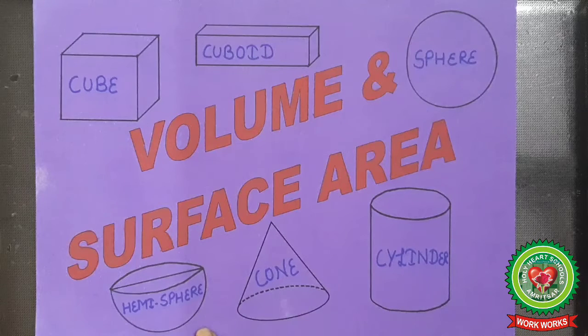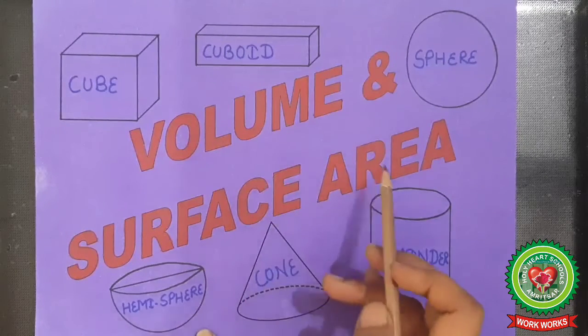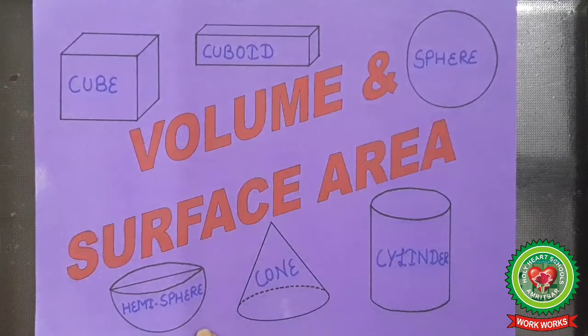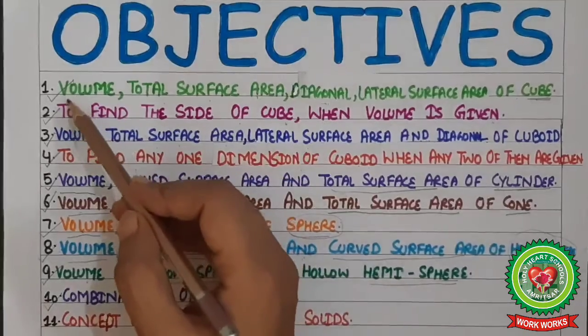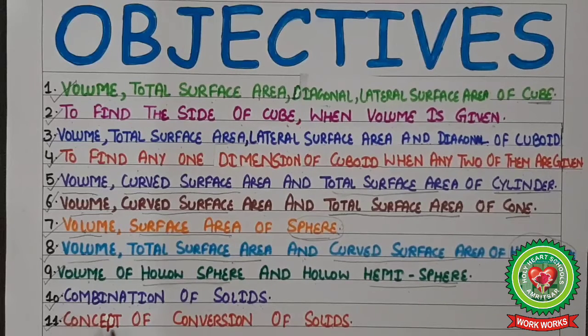Today we will discuss the left out types of the topic volume and surface area. Children, before starting with the questions, first let's have a look at the objectives of today's class. So far we have done the first 10 objectives. Now today we will discuss objective number 11, that is the concept of conversion of solids.